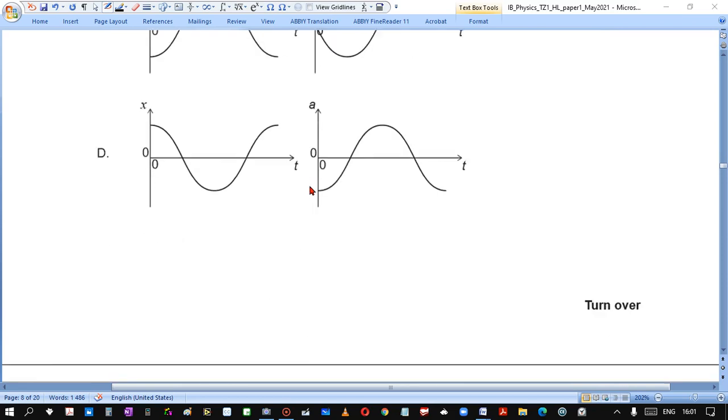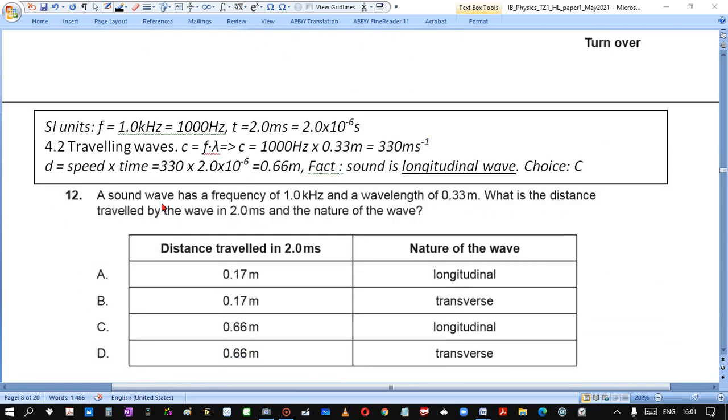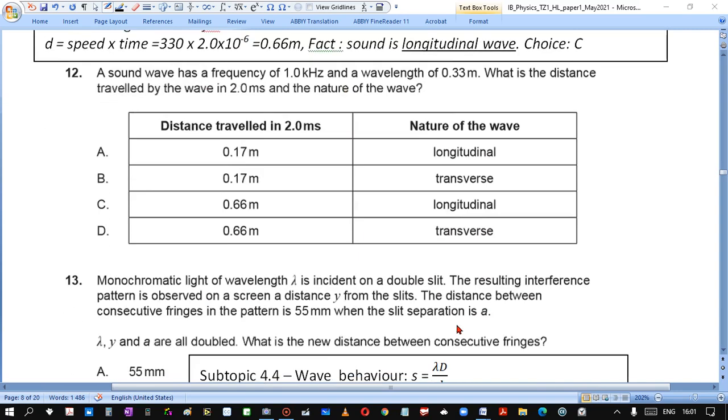Choice A. A sound wave has a frequency of 1 kilohertz and wavelength 0.33. What is the distance traveled by the wave in 2 milliseconds and the nature of the wave? So in SI units, frequency we change into hertz, milliseconds into seconds. Formula booklet 4.2 traveling waves, wave equation, speed equals frequency times wavelength. So speed is 330 meters per second. Distance traveled will be speed times time. We get 0.66, and a sound wave is always a longitudinal wave, so choice C, distance traveled and longitudinal wave.